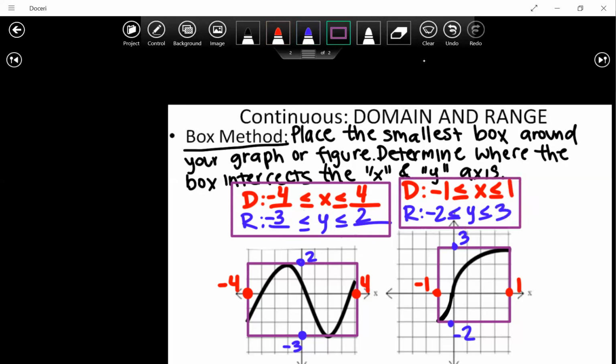That's all you've got to be able to do. So practice those and try those out. Look at how I got those values. I'm not looking at the line anymore. Once I put the box around, I'm looking at where the box crosses the x and y intercepts. So keep that in mind.